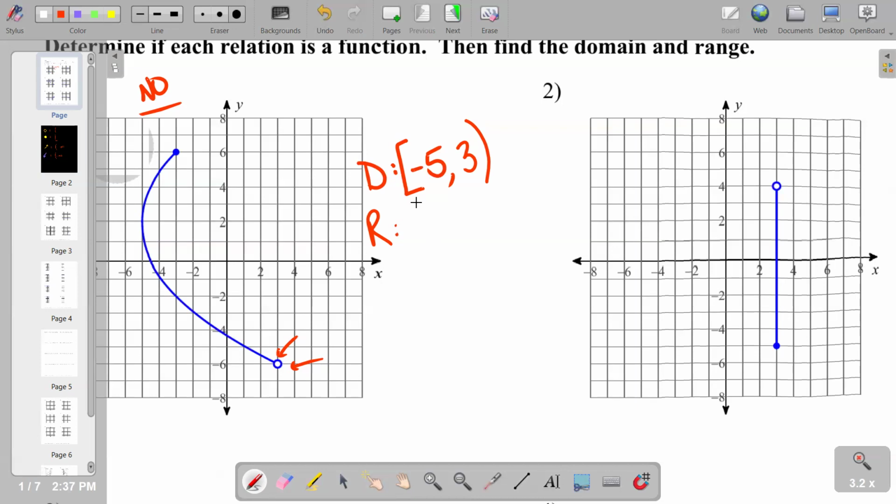Therefore, the range begins at -6. And why did I put it as a round bracket? Well, because the circle's hollow. That means that it doesn't get there. Again, don't pay any mind to what the graph is doing on its journey.